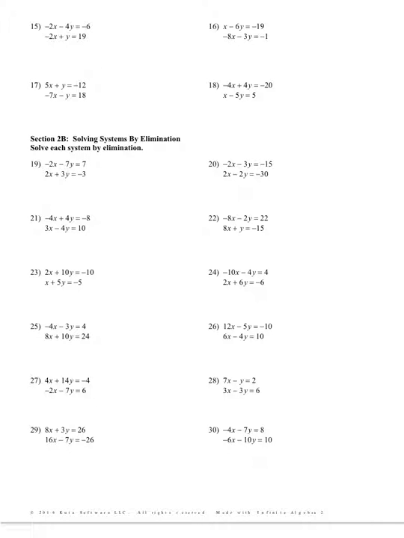Okay, the next elimination problem we're going to do is number 30. So this one down here. If you notice, we have negative 4x minus 7y equals 8 and negative 6x minus 10y equals 10. So this one isn't set up as nicely as the last one, where we already had opposite coefficients in front of our x's. But you can actually eliminate either variable.